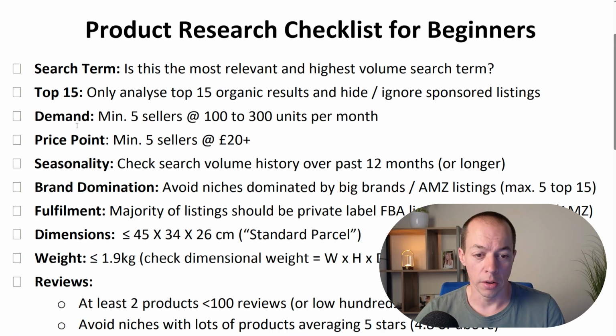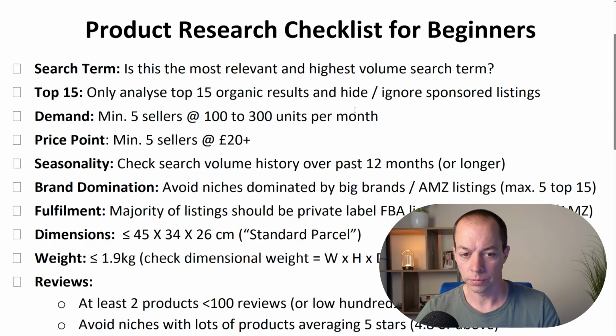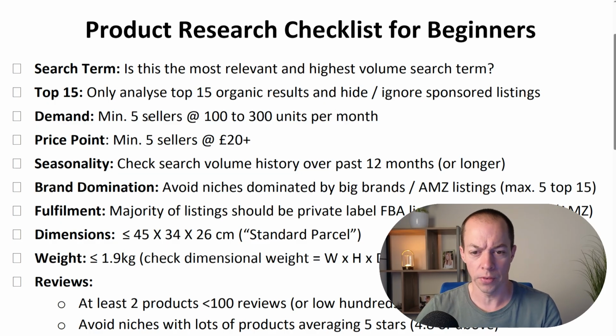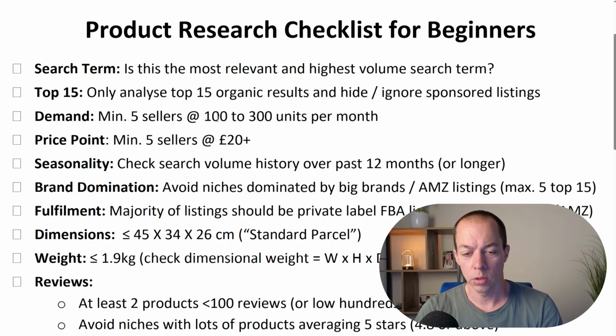The next thing, demand at least 5 sellers at between 1 to 300 units per month. Now, why do I want to see at least 5 sellers? And again, this is within the top 15 organic search results. If you only see 1 or 2 sellers in this zone, there's not a huge amount of evidence to show you that this is widely achievable.